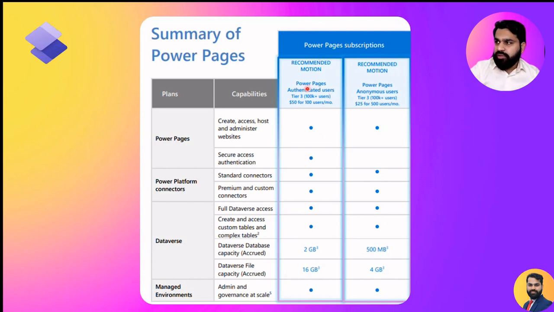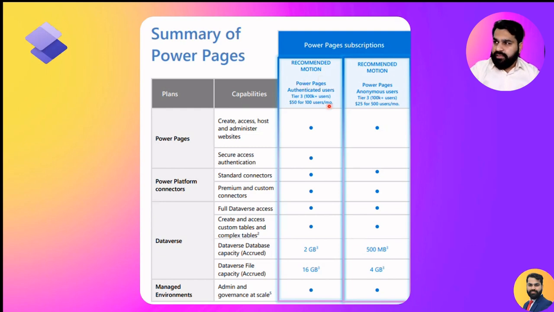So we are going to talk about the external users. These could be of two types. One is authenticated users. For example, we go to Facebook, we log in. As soon as we log in, we become authenticated users, right? Even if we don't log in, we will be able to see some of the data on Facebook, right? So that is a way of anonymous user access. Okay, so these are the different types of access, and based on that, there are two subscriptions provided for the Power Pages access.